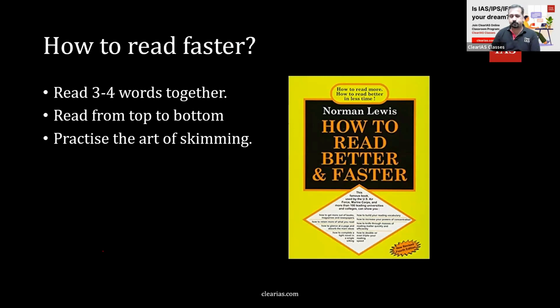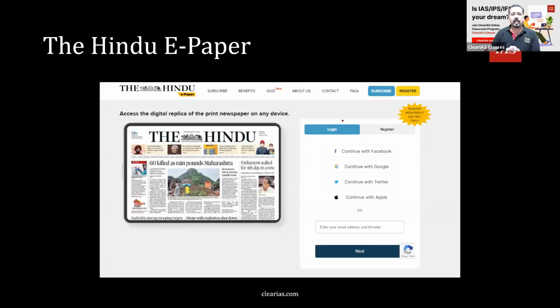And now to the Hindu e-paper. Many of you might be previously aware of the Hindu e-paper. This is the digital version of the same paper you will be getting as a paper copy. It is called the e-paper, and it is available from the Hindu website itself. Once you log in with your email, create a password and create an account, you can go through the Hindu e-paper.